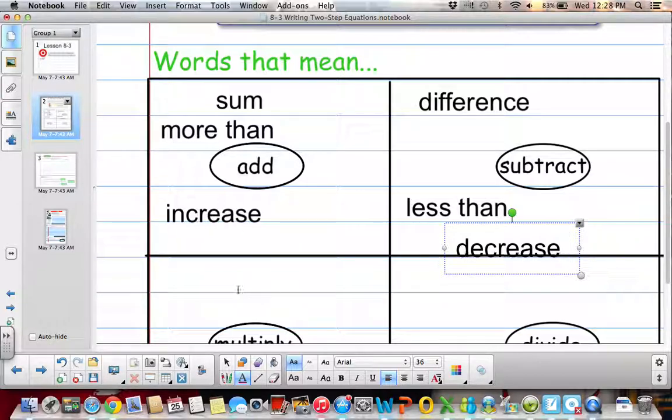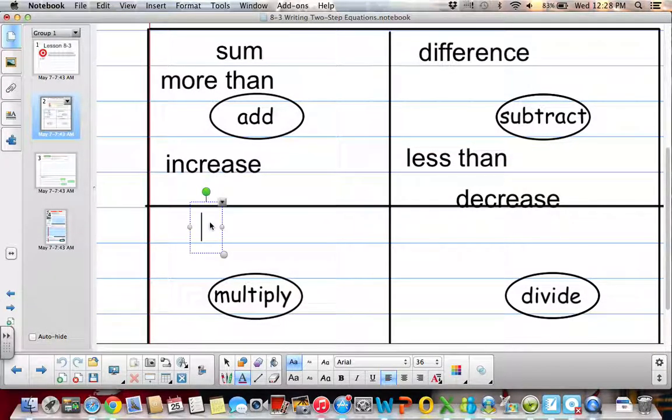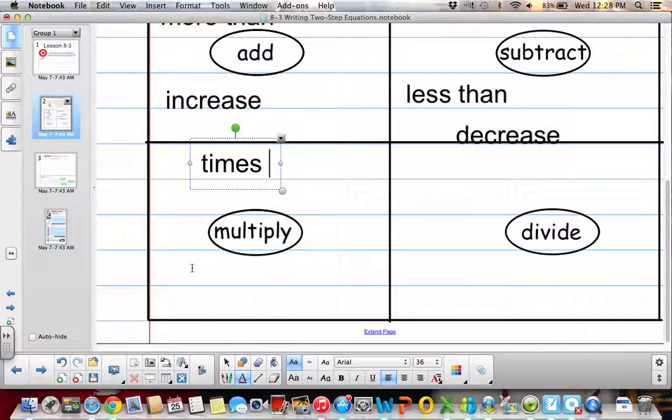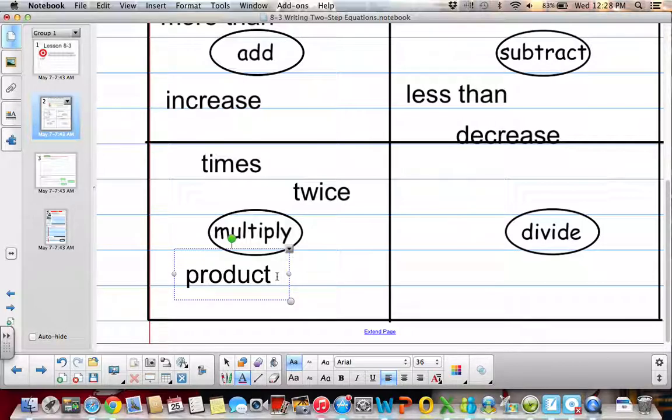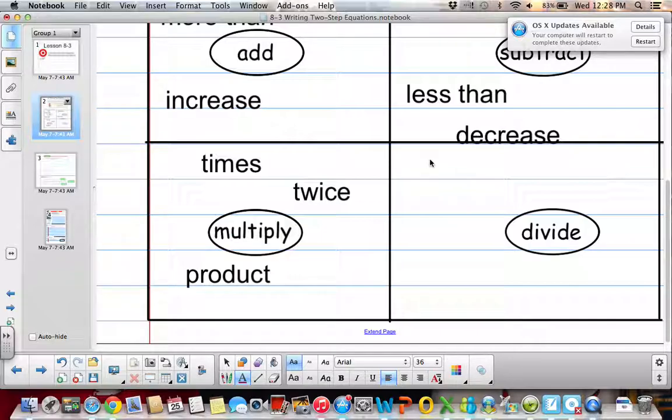If we're looking for multiplication, to determine multiplication, we can think if it says 2 times something or 3 times something, that would be multiplication. Or the word twice, if it said twice a number. The answer to a multiplication equation is the product, so if it said the word product. For division, if we look for quotient, that would be the answer to a division problem.